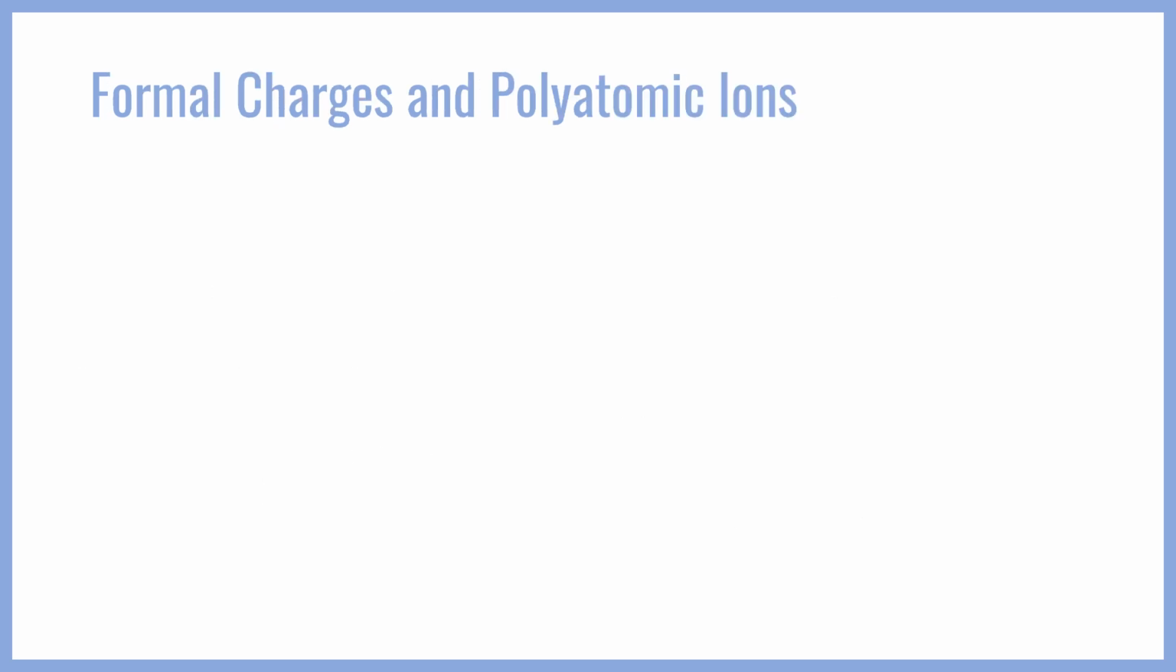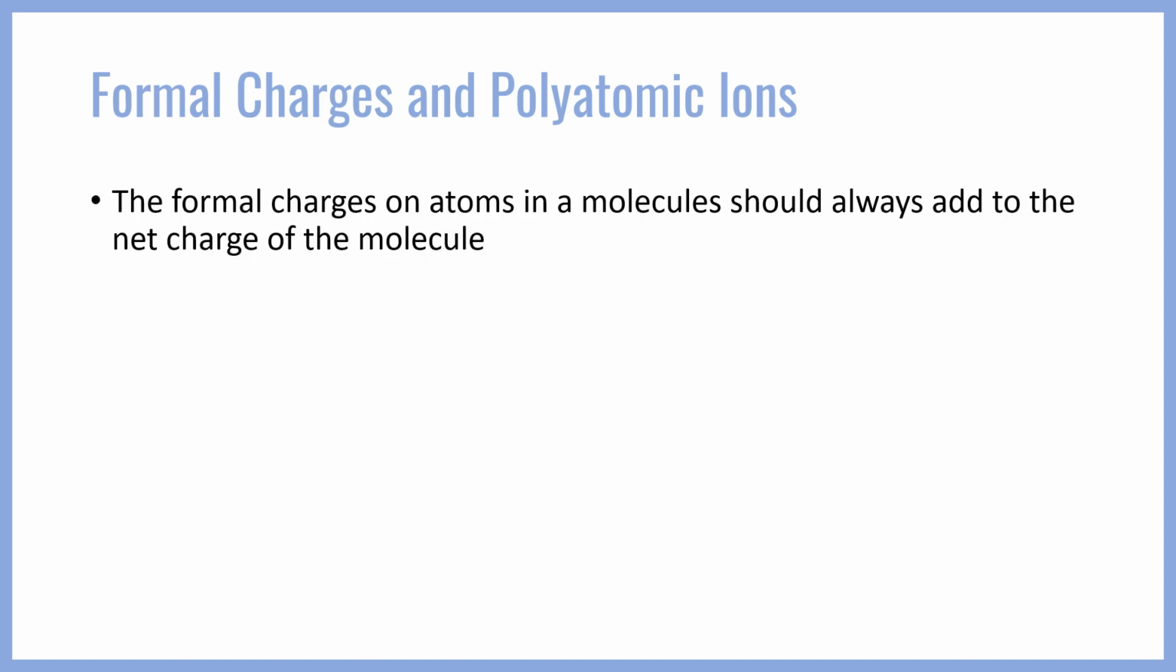Now, how do formal charges relate to polyatomic ions? It turns out that the overall charge of a polyatomic ion is just the sum of the formal charges on the individual atoms. In fact, the formal charges on the atoms in a molecule must always add to the net charge of the molecule. Charge must be conserved. For example, let's look at the molecule NO2, nitrogen dioxide. It has a Lewis structure shown below.